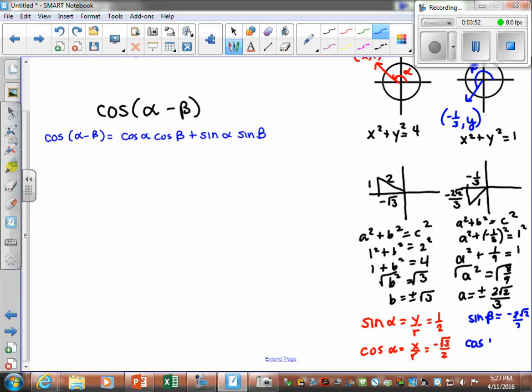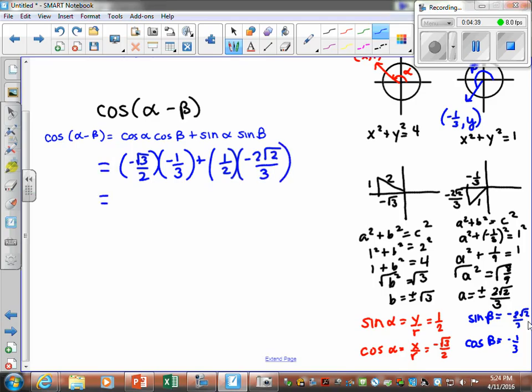And what about cosine of beta? Cosine is your x over your r, so that's going to be negative 1/3 over the r, which is 1, so that's just going to be negative 1/3. So we want to use these values and plug them into this formula. So cosine of alpha is negative square root of 3 over 2. Cosine of beta, we come over here, is negative 1/3. Sine of alpha is 1/2. Sine of beta is this negative 2 square root of 2 over 3.